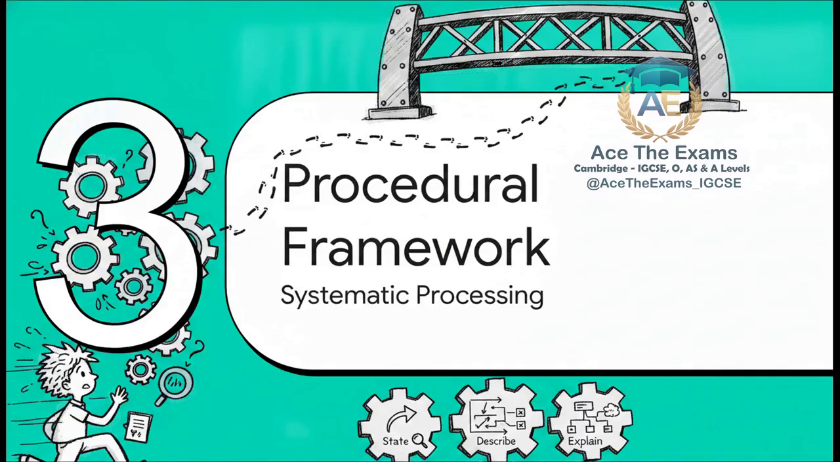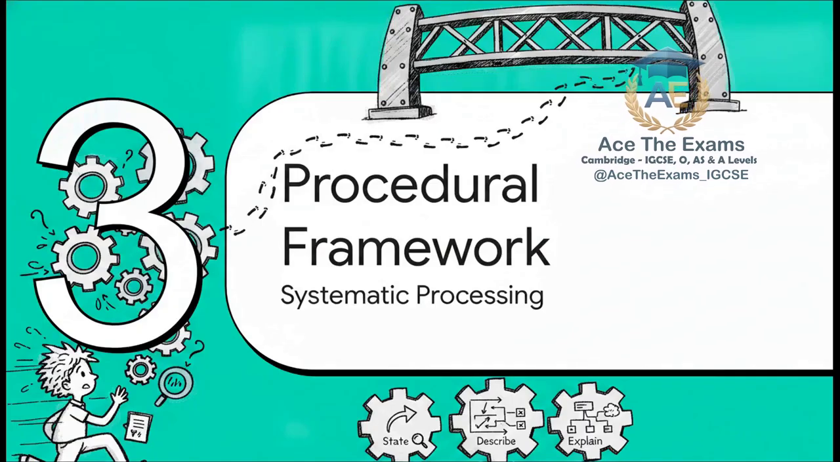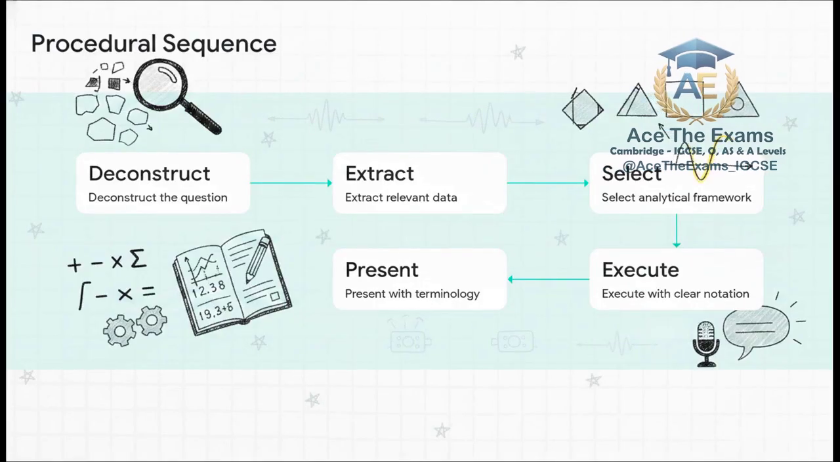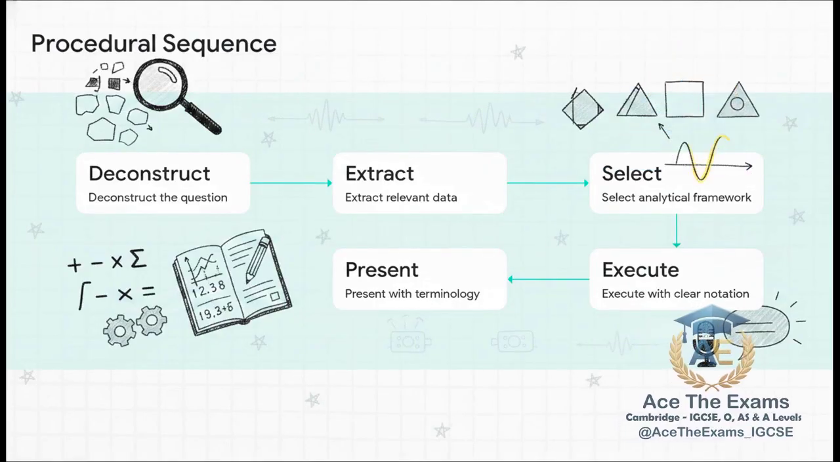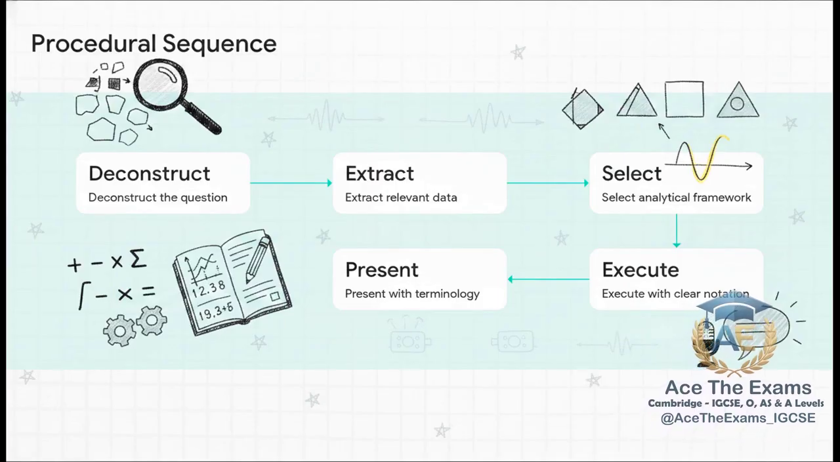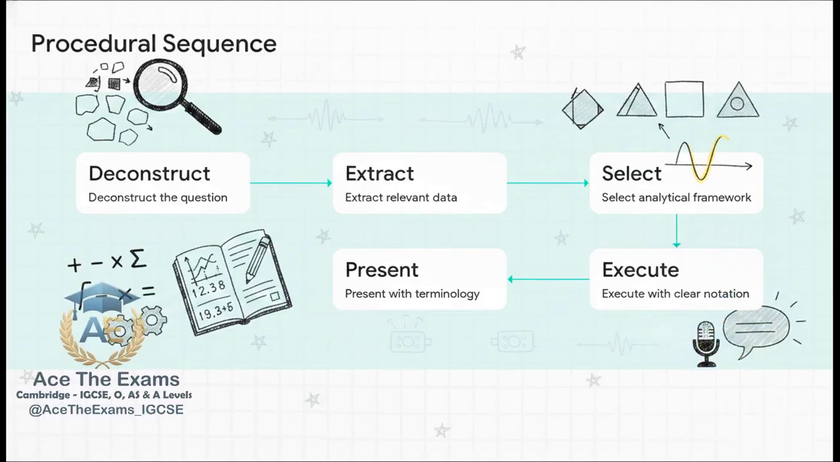Section 3, the Procedural Framework. It's time to shift into the assembly phase and fix some bad habits. This is where we bring in our second student persona, Sam. Sam is the classic rusher. Sam looks at a complex physics question, panics about the time, and just starts writing equations.